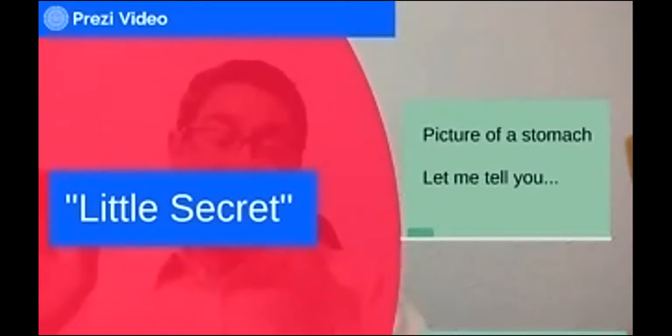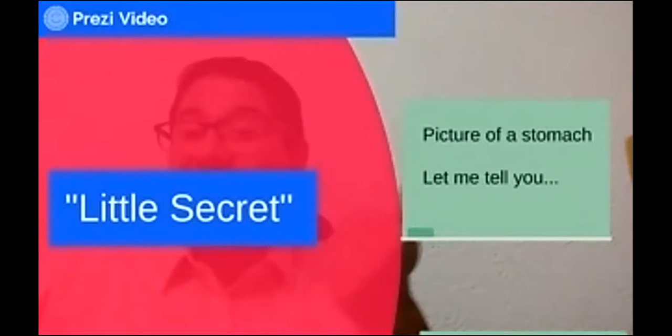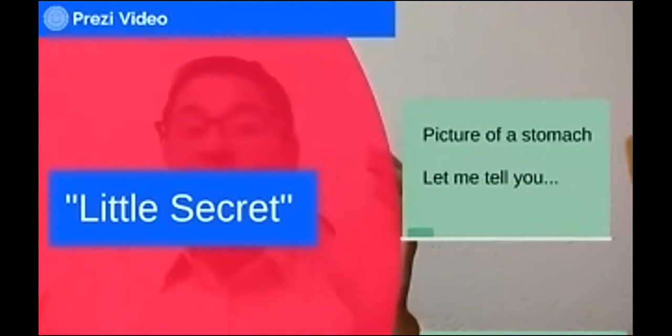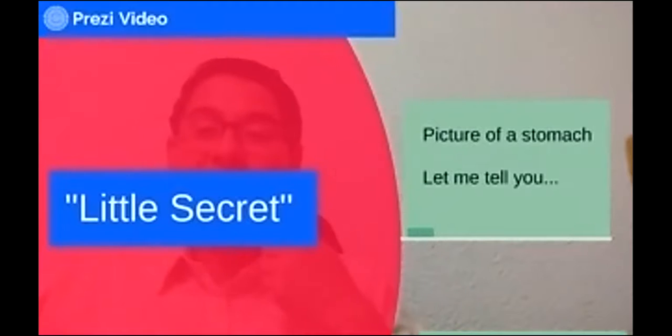This is an example. It's a little secret. For example, the student says, "picture of a stomach." In pronunciation, you can tell the student, oh, let me tell you a little secret. In English, we do not pronounce the last E, picture. Or in English, this CH is pronounced like a K, stomach, not stomach.